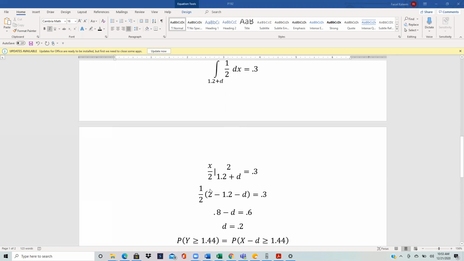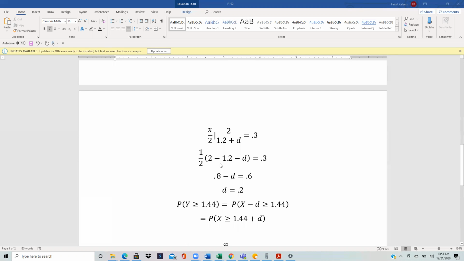We substitute the limits and factor out the 1/2. x is the only thing we have. So 2 for the upper limit minus 1.2 plus d for the lower limit, and the negative distributes. So this one is 0.8 minus d. The 2 multiplies here to give 0.6. And so you get d equals 0.2.